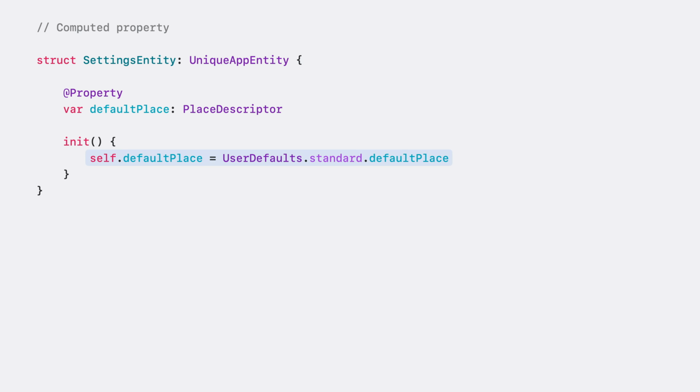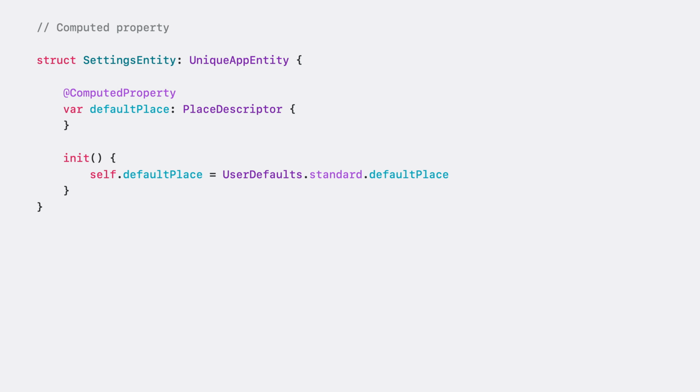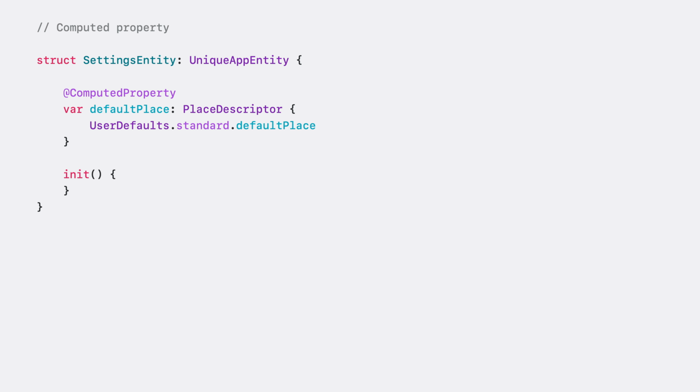The next improvement is the new computed property macro that lets you avoid storing values on app entities. Here's my settings entity that copies the default place from user defaults. I want to avoid storing a duplicate value on the struct like this. Instead, it should be derived directly from the source of truth. With the new computed property macro, I can achieve this by accessing user defaults directly from the getter.